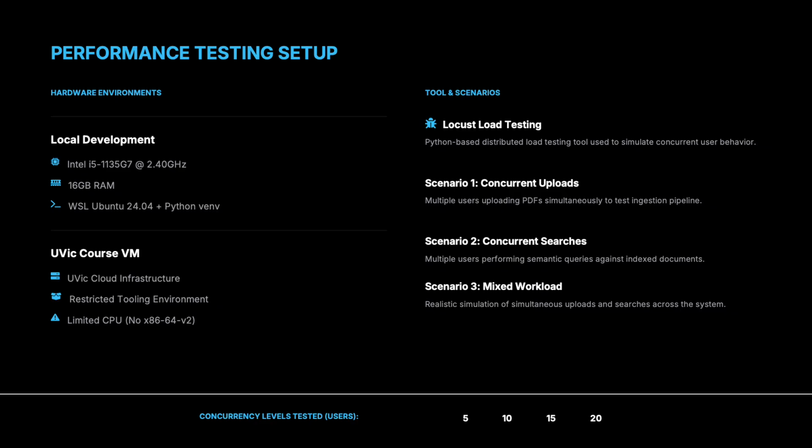When running locally, we ran our load tests via Python env on WSL, but on the VM we instead ran Locust within the Docker network due to user restrictions. We designed 3 workload scenarios. The first was concurrent uploads, where multiple users upload documents concurrently to stress the ingestion and embedding pipeline. Second was concurrent searches, where users continuously issue semantic queries against indexed documents. And third was mixed workloads, to better simulate more real-world activity by combining uploads and searches.